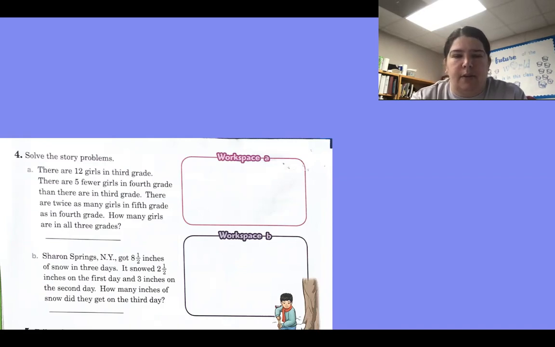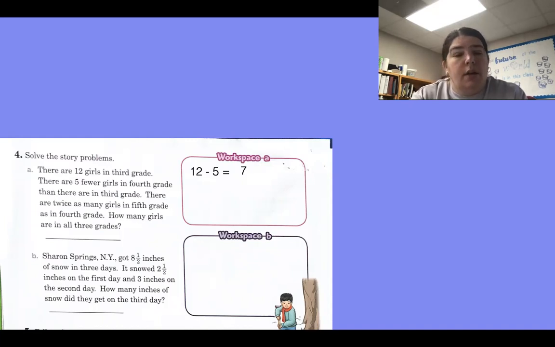Let's work this together. So there are 12 girls in the 3rd grade, and there are 5 fewer girls in the 4th grade than in the 3rd grade. So 5 fewer means I need to subtract. Good. I'm subtracting from what? 12. So I take 12 minus 5. My answer is 7. Now, what is that answer to? Is that the 4th grade girls? Yes. Okay, so the 4th grade girls have 7.